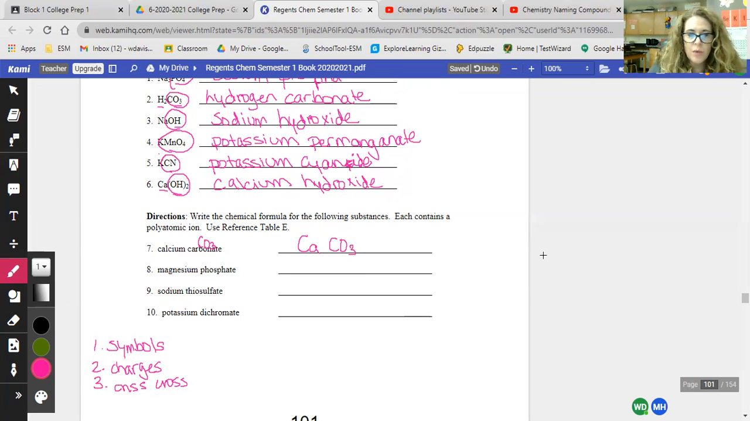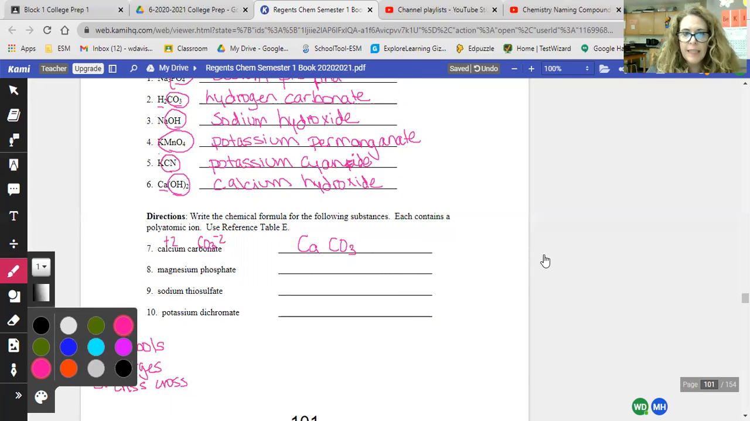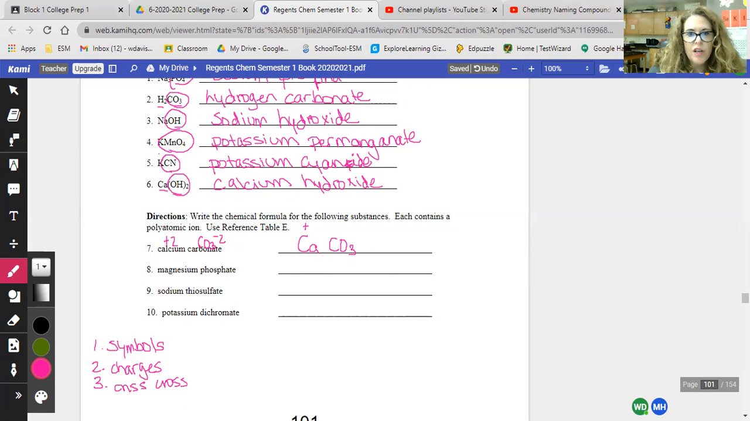So next thing I need to do is go and grab the charges. So I go over to the periodic table. Calcium is a +2 on the periodic table, and carbonate is a -2 from table E. So I'm going to do my charges +2 and -2. When you crisscross, it would be 2 carbonates to 2 calciums, but I have to have the simplest whole number ratio, which is just 1 to 1. And if they're the same charge, it just means you have 1 of each because they already cancel each other out. So calcium carbonate.